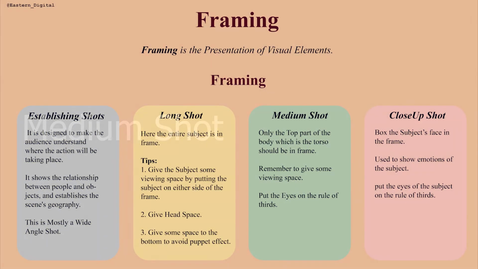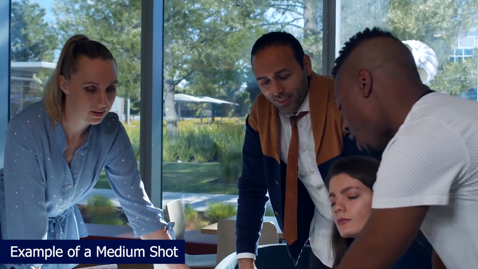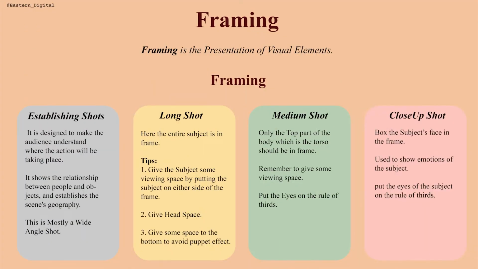Now it's time to move on to the next one, which is the medium shot. Medium shot is also called a waist shot, where we only cover the top part of the body, which is basically from the torso to the head. Here also you need to give some viewing space by putting the subject onto either side of the rule of thirds. Unlike the long shot or the establishing shot, which gives maximum importance to the environment in the footage, the medium shot gives equal importance to the subject and the environment.